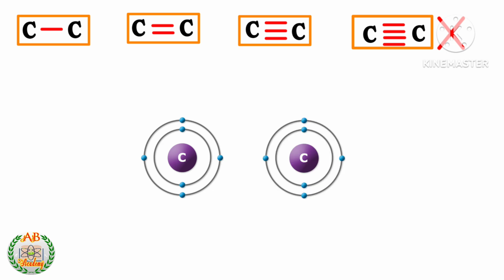We know that there are 4 electrons in the outermost shell or valence shell of a carbon atom. To form a covalent bond, the nucleus of the first carbon atom will attract the electron of the second carbon atom. Similarly, the nucleus of the second carbon atom will attract the electron of the first carbon atom. Due to this attraction, both carbon atoms come together to form a single bond.